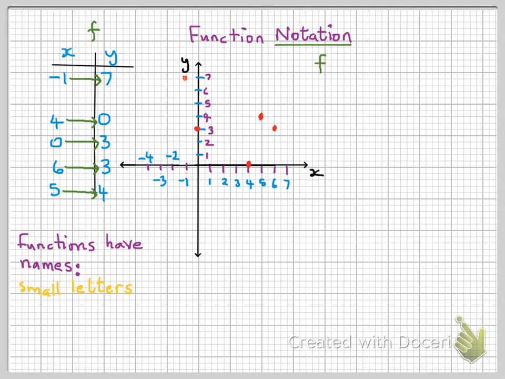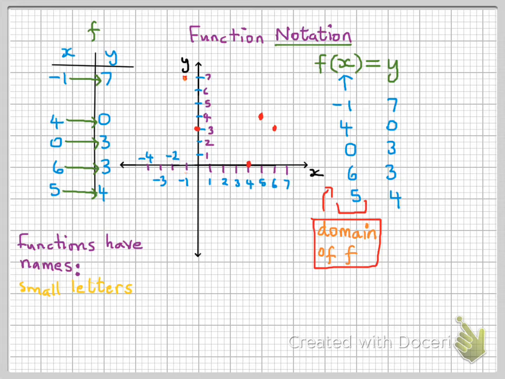In terms of notation, we will say that this function f takes a variable x and gives you another variable y. We will write that as f(x) = y, and we say f of x equals y. Specifically, the function we have named f now takes -1 and relates it to 7, takes 4 and relates it to 0, takes 0 and relates it to 3, takes 6 and relates it to 3, and takes 5 and relates it to 4.